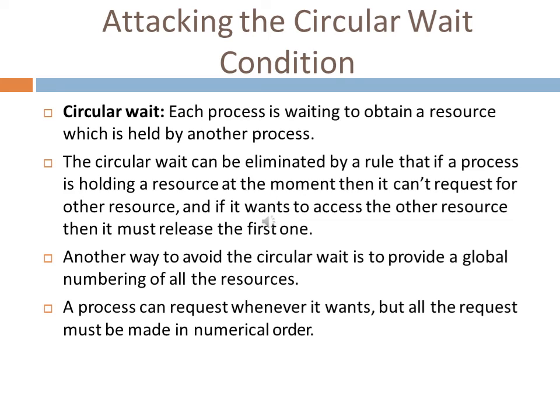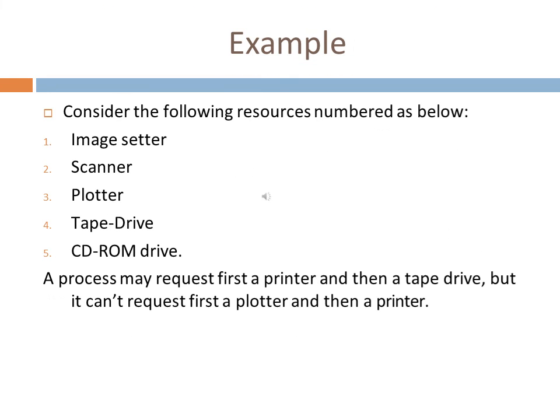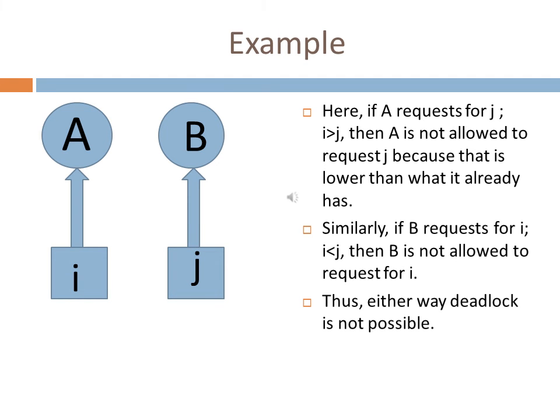Another way to avoid the circular wait is to provide a global numbering of resources. Some examples: consider the following resources numbered as below: the image setter, scanner, plotter, tape drive, CD-ROM drive. A process may request first a printer and then a tape. The example with the diagram: A is assigned resource I and B is assigned resource J.